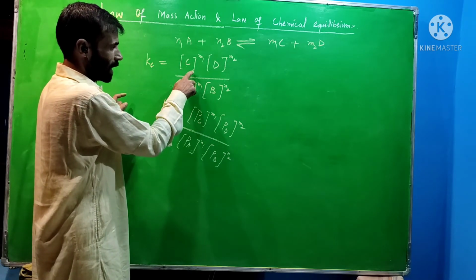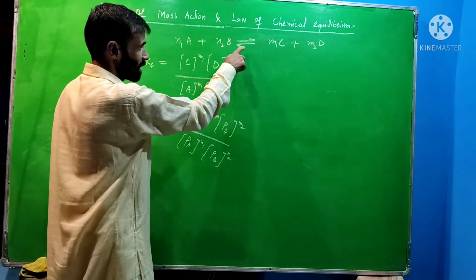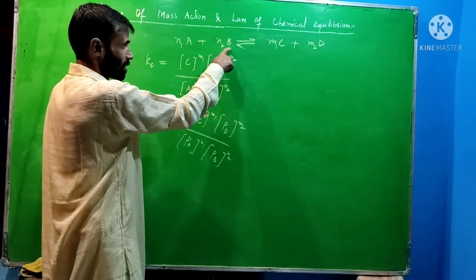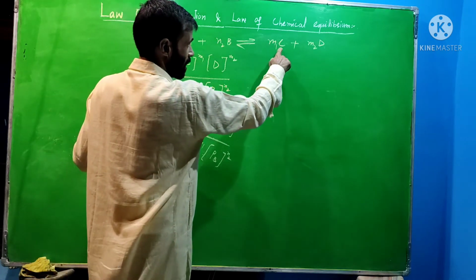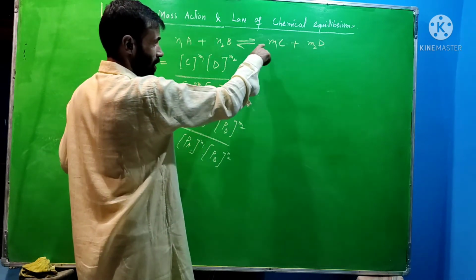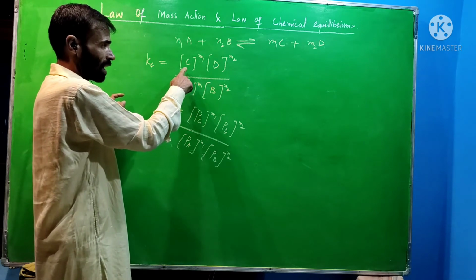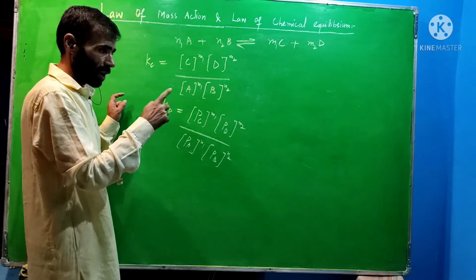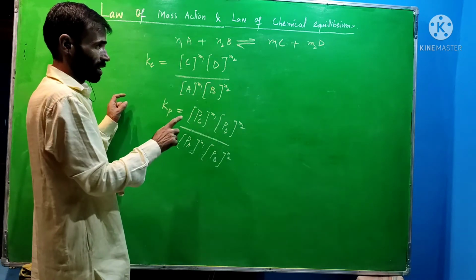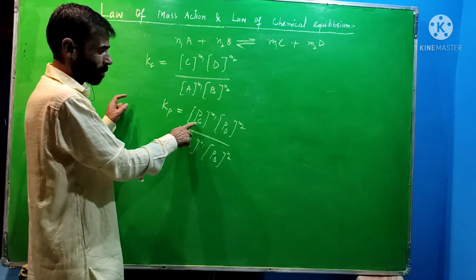The earlier one is the equilibrium constant of this reaction if the concentrations of the reactants as well as products are taken as molar concentrations or as active masses. This one is now in terms of pressures.